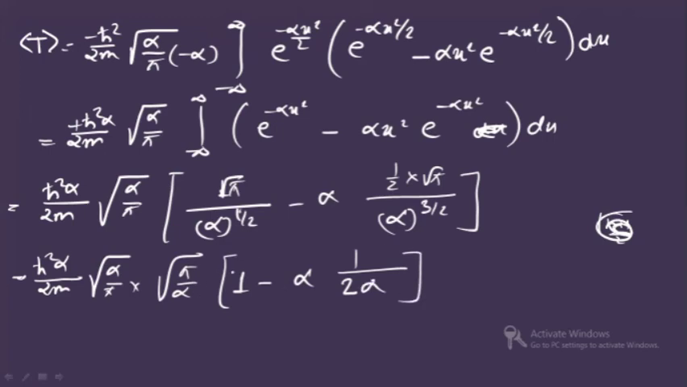Only alpha will be there. Alright, root over pi is also outside. This alpha and alpha will get cancelled. This pi cancels this pi. This alpha cancels this alpha. And finally, what you will have, the average of t is equals to h cut square alpha by twice m.